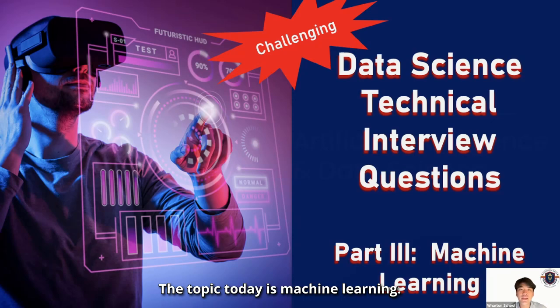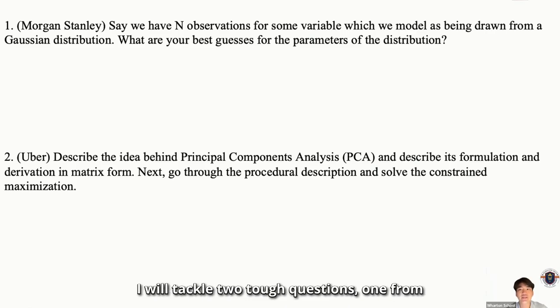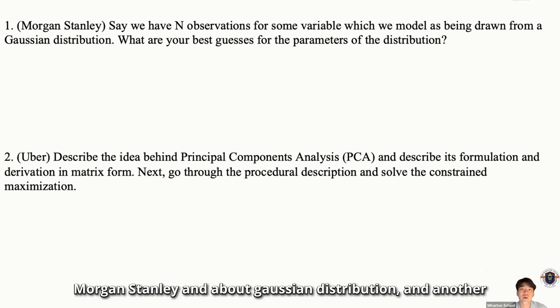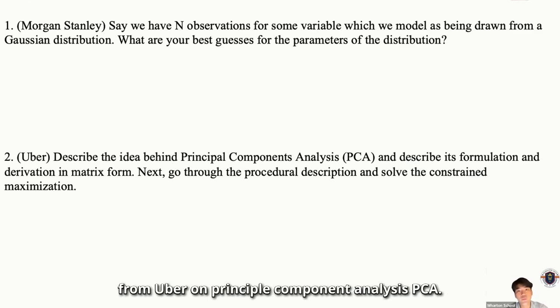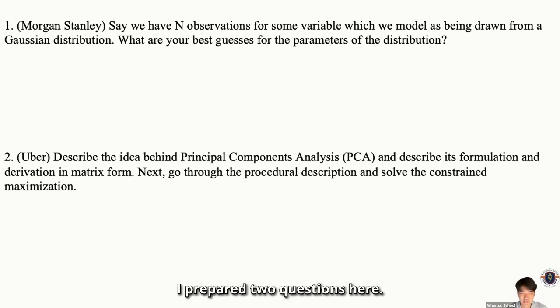The topic today is machine learning. I'll tackle 2 tough questions, one from Morgan Stanley about Gaussian distribution, and another from Uber on principal component analysis, PCA. So let's dive in. I've prepared 2 questions here. Please take a look at them and think about them on your own, and I'll solve them step by step.